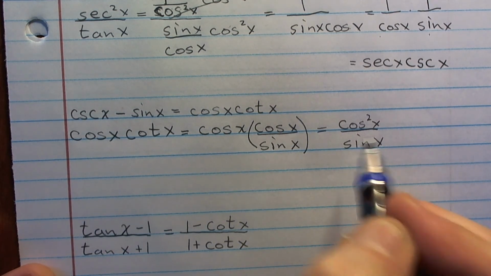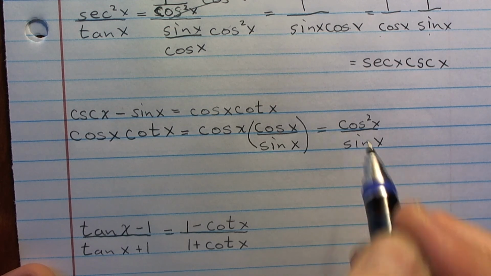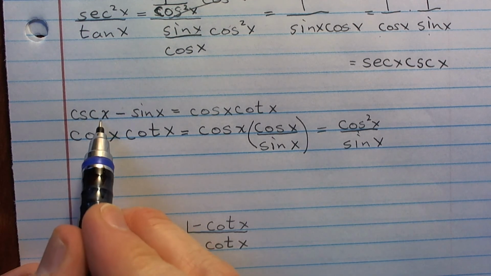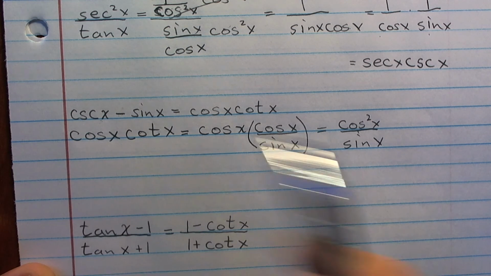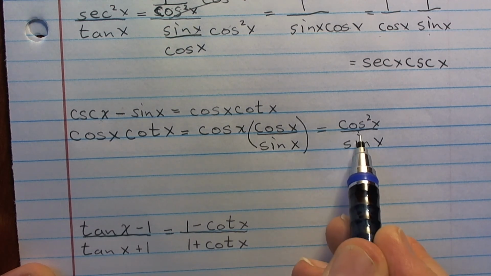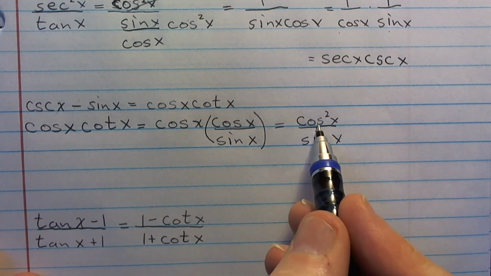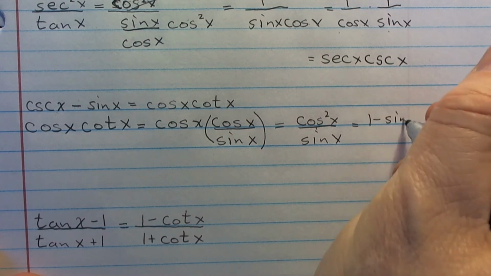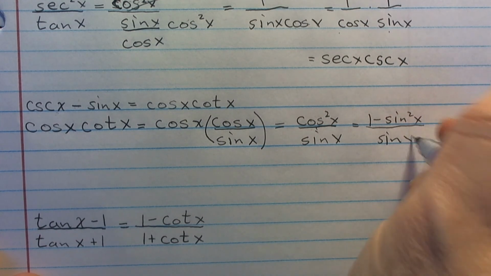Now, remember, I've gotten to this point. I may not know where to go, but I look over and ask, where am I supposed to be going? I'm supposed to make this look like this. And one of the things I notice is there's a minus here. Well, there's no minus over here. I sure do need one, though. So I need to figure out how I can get a minus in there. Well, cosine squared x can be written as 1 minus sine squared x. Like that.